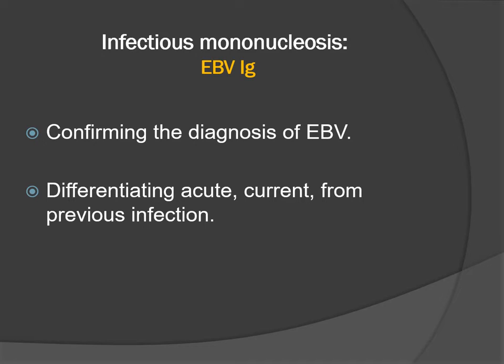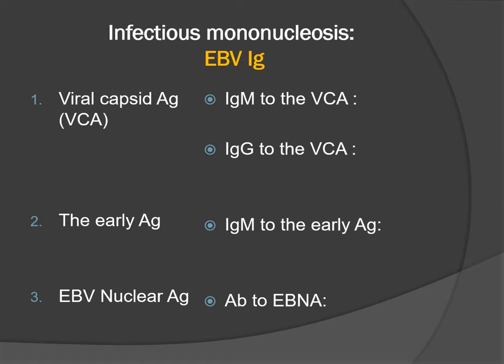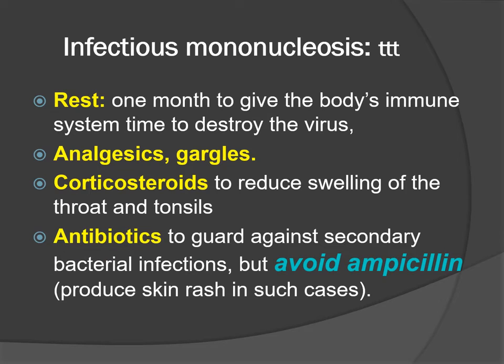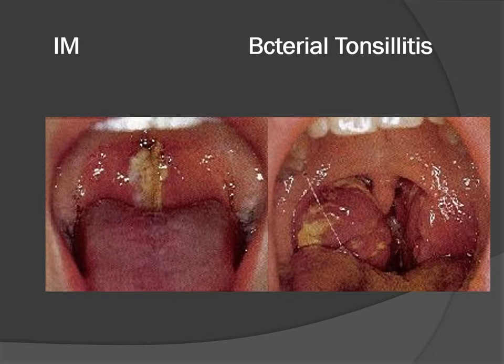Epstein-Barr virus immunoglobulin. We have 3 antigens for the Epstein-Barr. We select immunoglobulin M for the current lesion. We select viral capsid antigen or any others, but you have to request immunoglobulin M for viral capsid antigen for Epstein-Barr virus. Positive diagnoses infectious mononucleosis. The treatment is conservative, but we may give steroid to reduce the swelling or antibiotic to guard against secondary infection. But please avoid ampicillin, as ampicillin may produce rash in infectious mononucleosis patients.